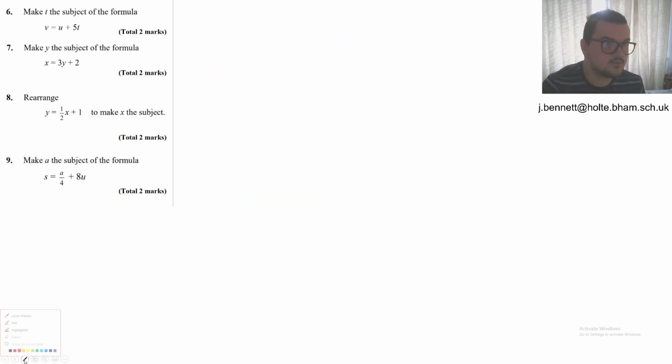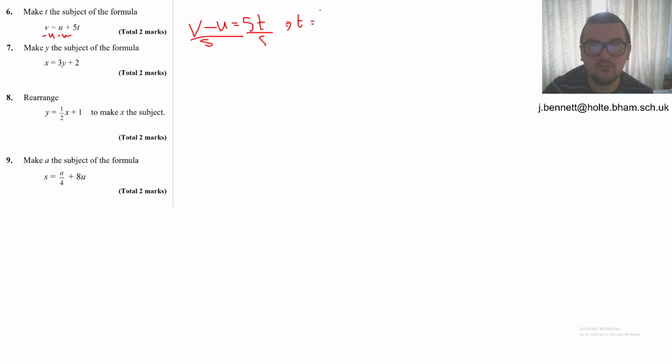Okay, these ones are slightly more complex. Make T the subject of the formula. So we're going to take u off both sides. So v minus u equals 5t. Then we divide both sides by 5 to get t being equal to 1/5 of v minus u.